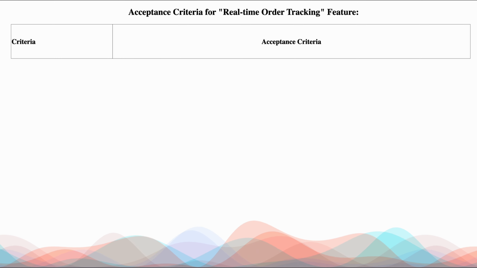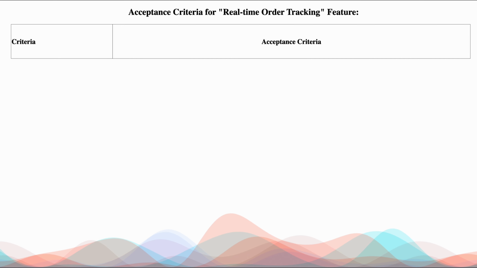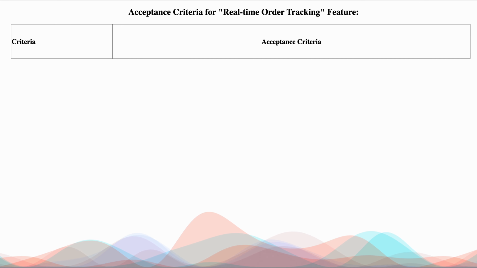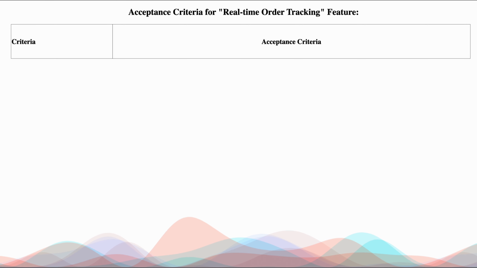Now, for anyone who still didn't understand what exactly we are talking about, you have a very good example: acceptance criteria for real-time order tracking and evaluation criteria for real-time order tracking. So now consider that we are just focusing on acceptance criteria and we are using a real-time order tracking feature within a food delivery app.